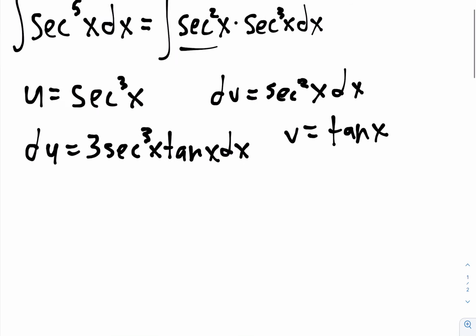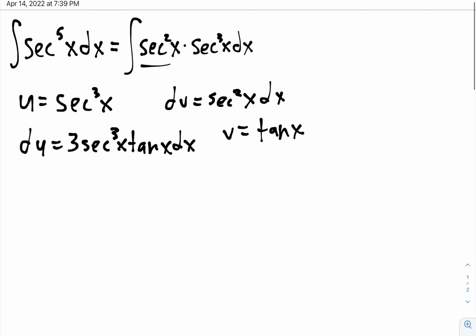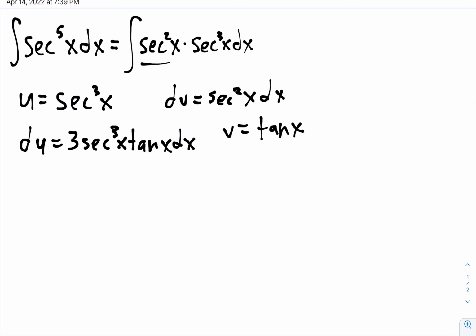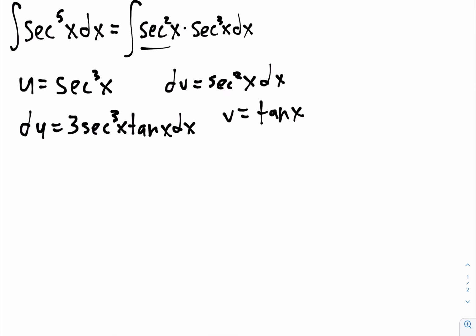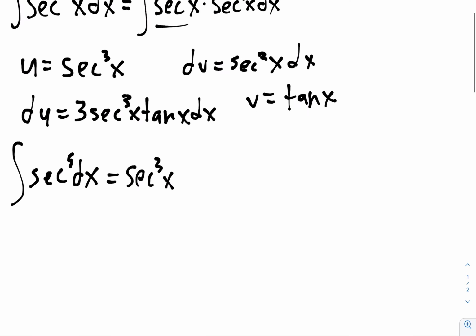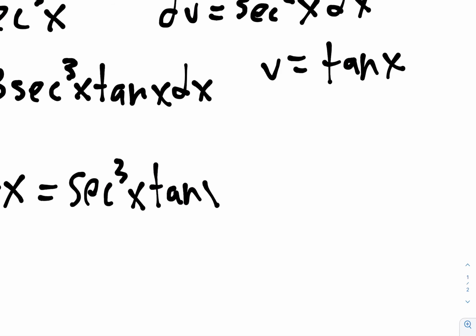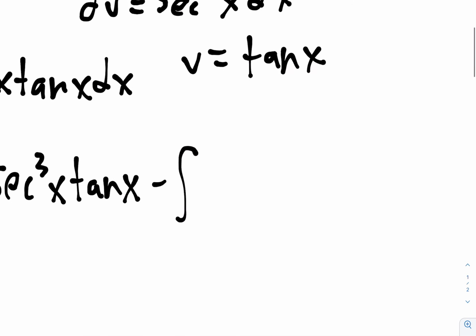So the integral of secant to the fifth dx, I'm going to write that here. That's going to be equal to uv, right? Our u was secant cubed. V was tan x. So we got tan x here, minus the integral of v du.